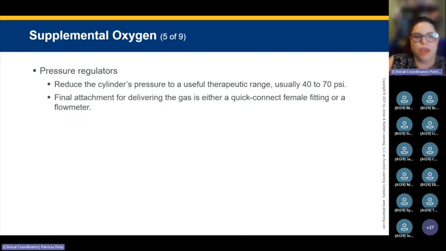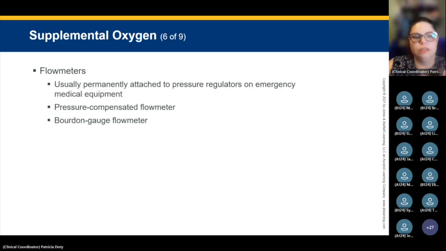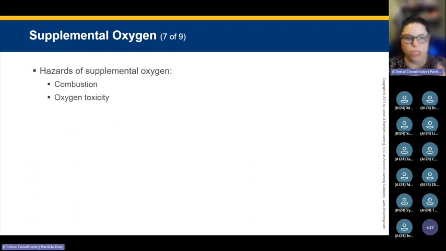And you guys can read up more about that. Pressure regulators. So you have a therapeutic range between 40 to 70 psi. Your final attachment for delivering the gas is either through a quick connect female fitting or a flow meter, and that will be in the back of your truck or on the regulator itself. Your flow meters are usually permanently attached to pressure regulators, and you have pressure compensated flow meters and Bourdon gauge flow meters, and there should be a picture in your book somewhere to tell you which ones are which.